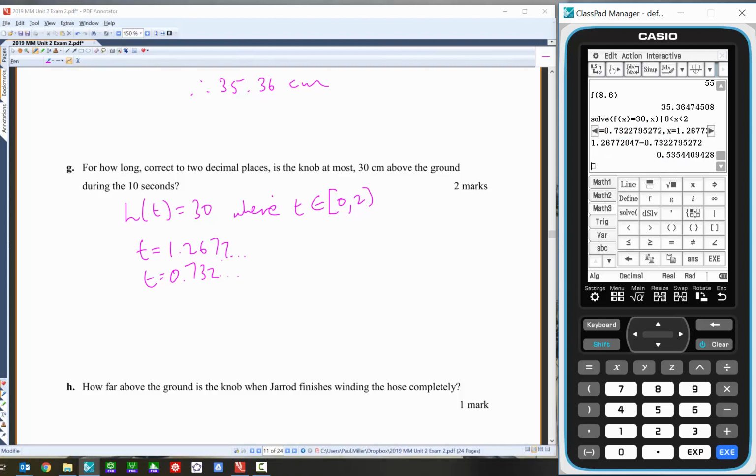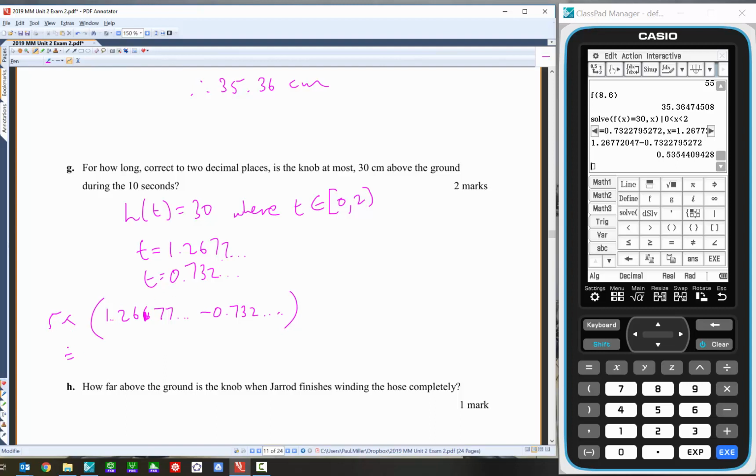All right, and that's how long it's basically going to be below 30 centimeters. So what I'm going to do is 1.266, one of them, 77..., take away 0.732..., and we're going to have one instance there, but what happens is it's happened over the 10 seconds, which is 5 revolutions. So what I'm going to do is multiply that by 5.